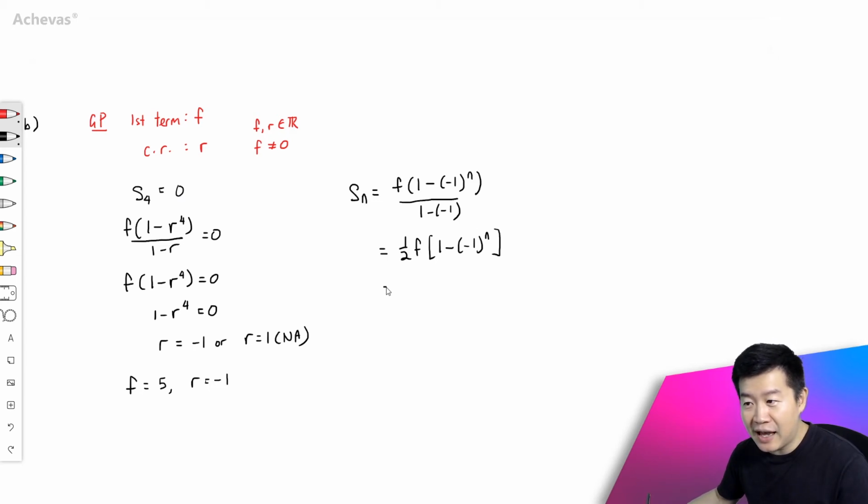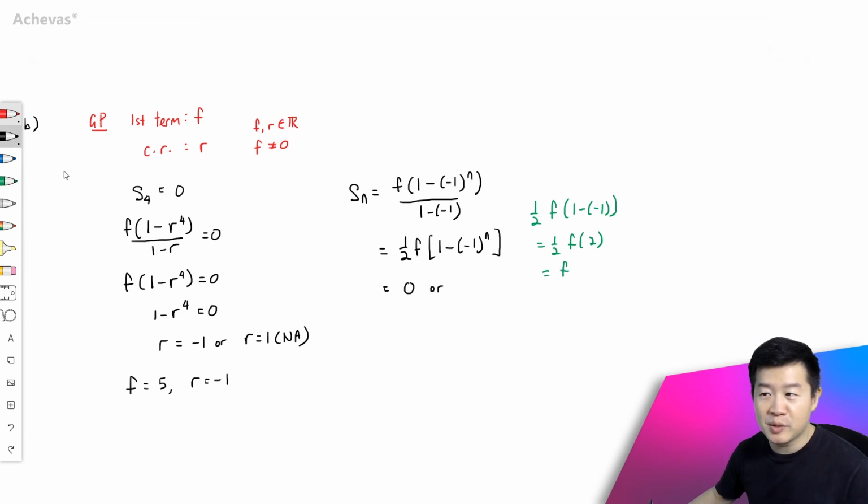So if n is an even number, for example 2k, we will have 1 minus 1, which is 0. So one of the possible values of Sn is 0. Another possibility is, of course, when n is an odd number, for example 3. Minus 1 to the power of 3 is still minus 1, which means that we will get half f of 1 minus minus 1, which gives us half f of 2. So it gives us f, which means that another possible expression for Sn in terms of f is simply f.